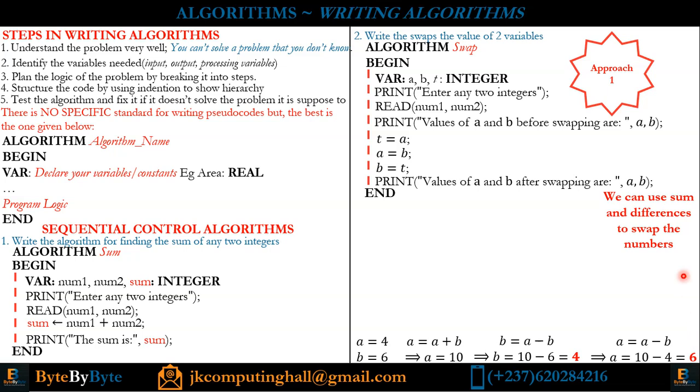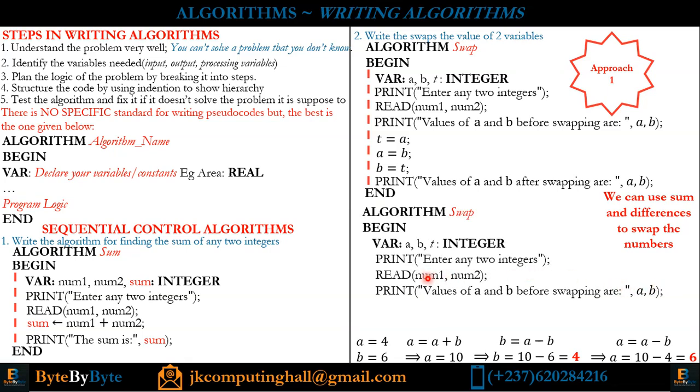So we have our algorithm, with the same error, it's a copy paste. Once we have A and B, what do we do now? A takes A plus B, this is the operation. B takes A minus B, this is the operation. And A takes A minus B, as you can see. So these three different steps perform the swap.